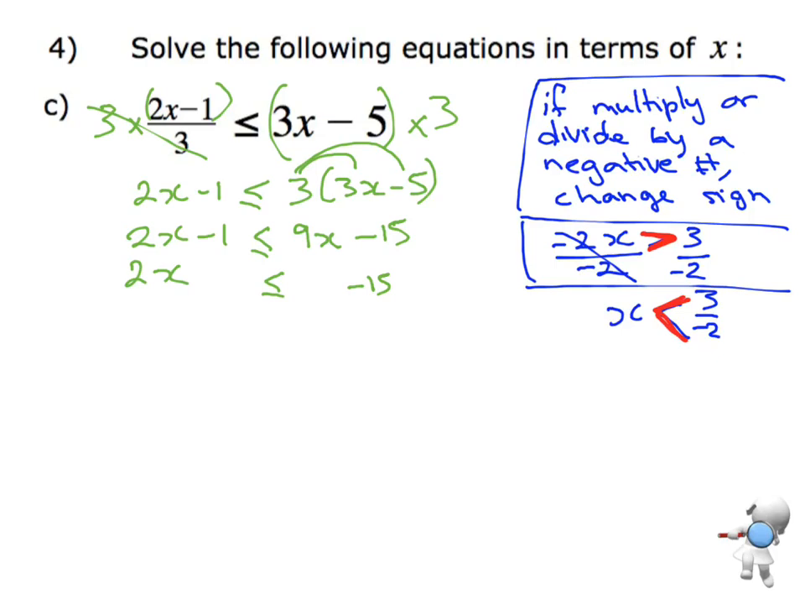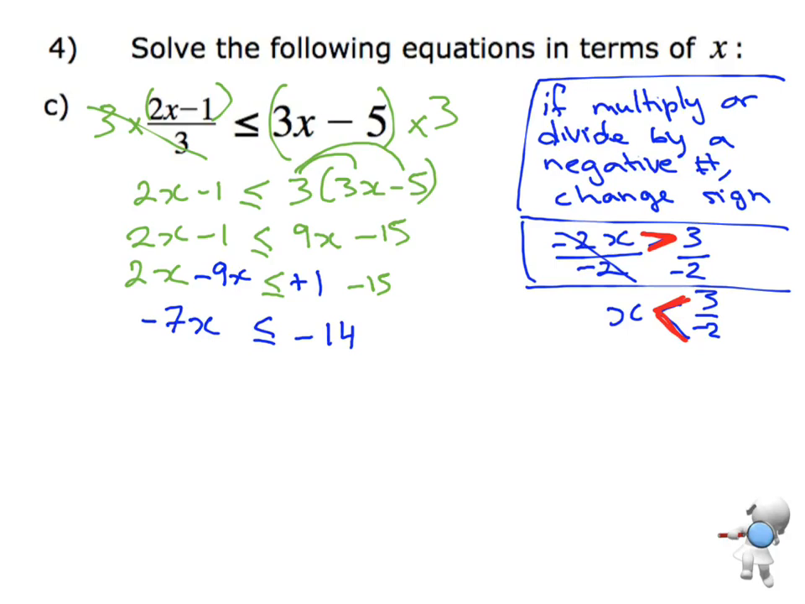So when I move that minus 1, that goes across to the other side, so that becomes positive 1. The 9x, when that moves across, it's positive at the moment, so when it moves to the left, it becomes minus 9x. Now we want to simplify. 2x take away 9x is negative 7x, and 1 take away 15 is negative 14.